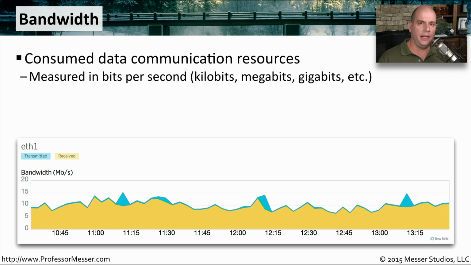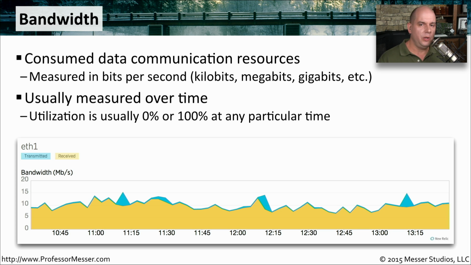We often calculate network utilization in the number of bits per second. So you'll see it referred to as kilobits or megabits or gigabits or terabits or even higher. And when we start looking at utilization on a network, we find that the utilization is either 0 or 100. We are either using the network or we're not using the network. There is no in between.